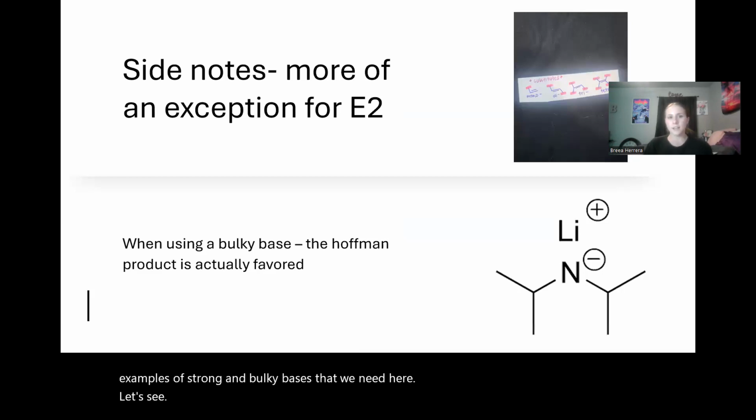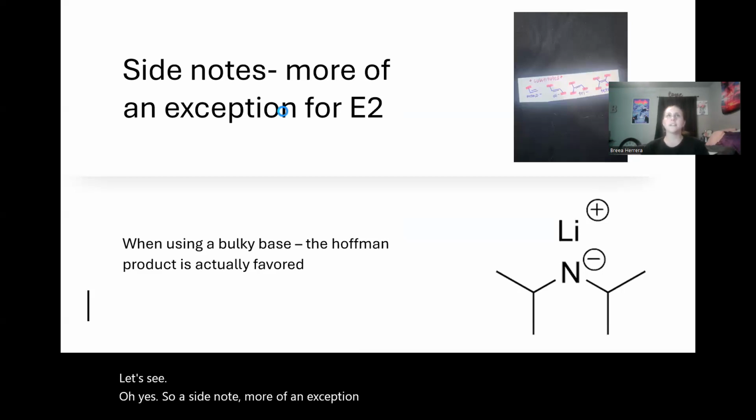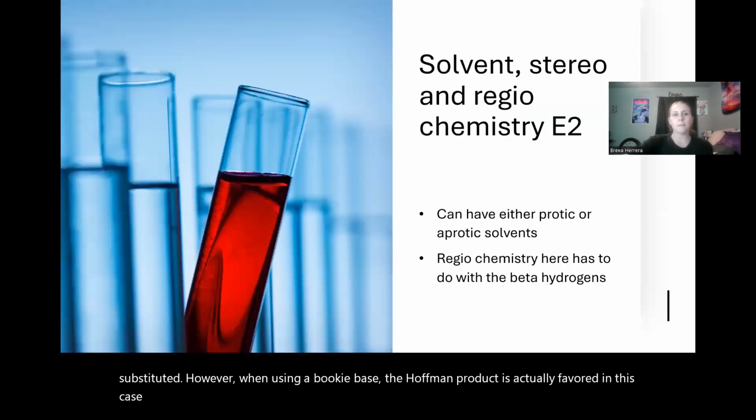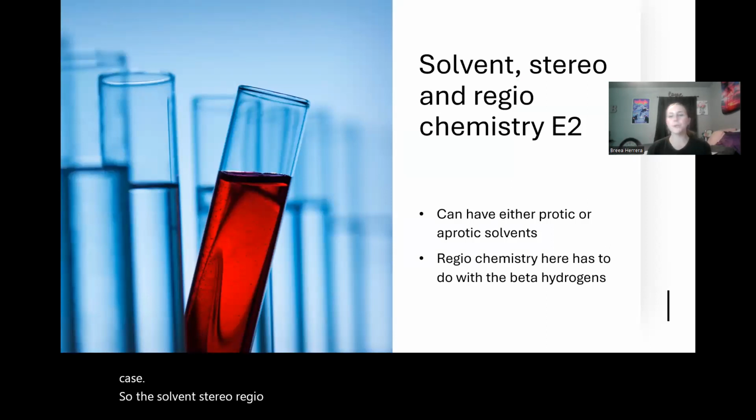Oh, yes. So a side note, more of an exception for E2. As I said, Zaitsev is always favored, the more substituted. However, when using a bulky base, the Hofmann product is actually favored in this case. So the solvent, stereo, and regiochemistry of an E2, it can either have protic or aprotic.